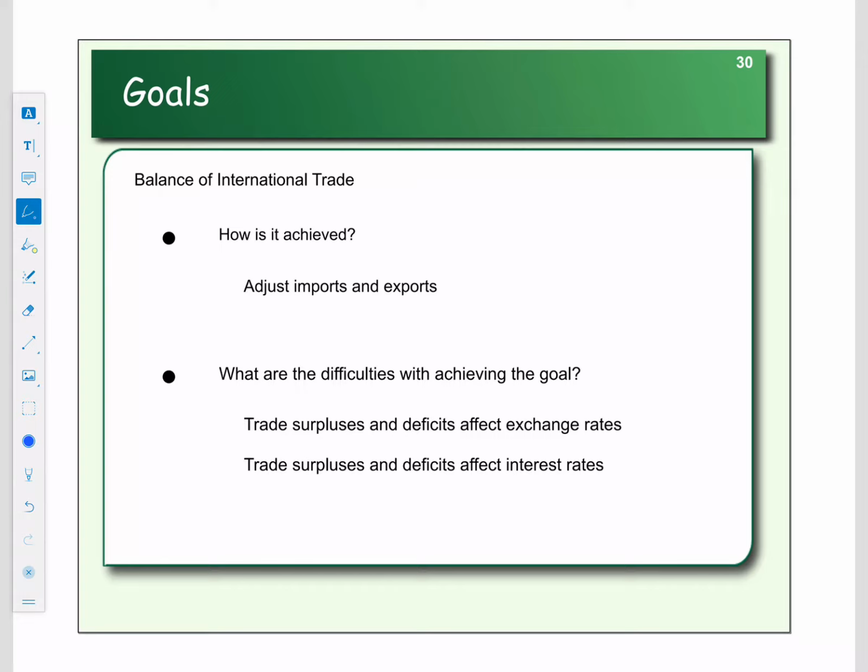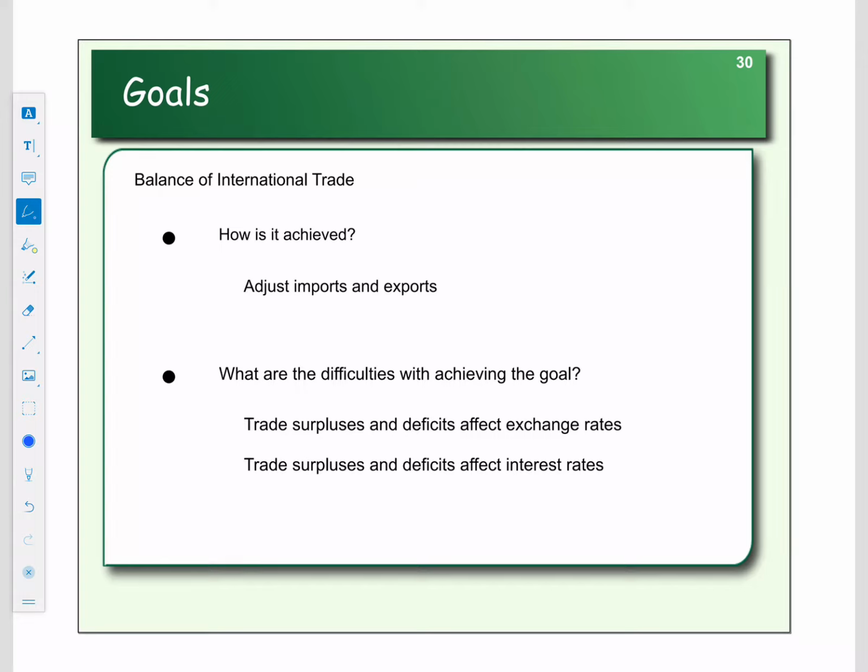All right, so how do we get a balance of international trade? Well, we adjust the imports or the exports. So exports go up or imports go down. That will get you closer to a trade surplus. Now, the challenge, though, with achieving a balance of international trade is that surpluses and deficits can affect the exchange rate, just as the exchange rate affects trade surpluses and deficits. As well, trade surpluses and deficits can affect interest rates. So let's break this down a bit.